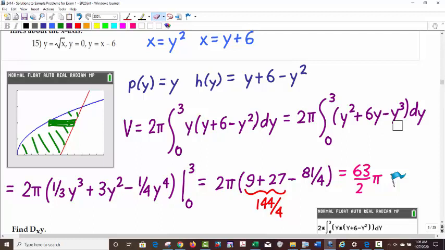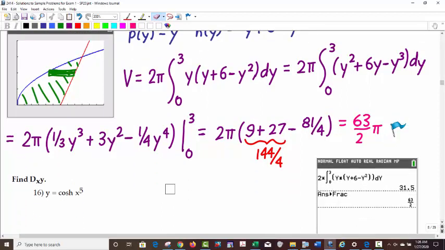Take the antiderivative. And that'll be 1/3 y cubed plus 3y squared minus 1/4 y to the 4th. And then we plug in 3, we plug in 0, and then we get, so you plug in 3 into 1/3 y cubed. Remember, 3 cubed is 27, not 9, but 1/3 of that will be 9. And then 3y squared, 3 times 9 will be 27.